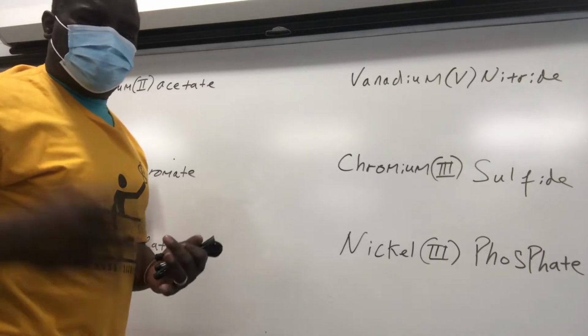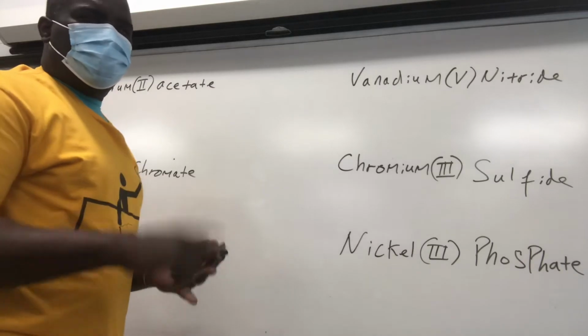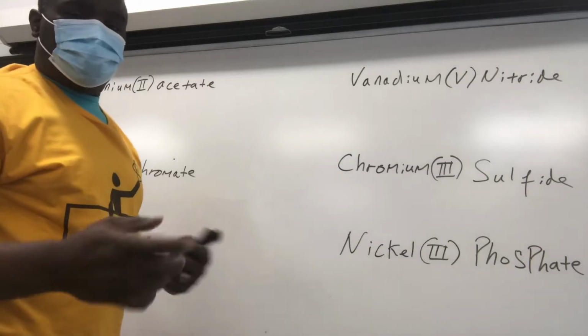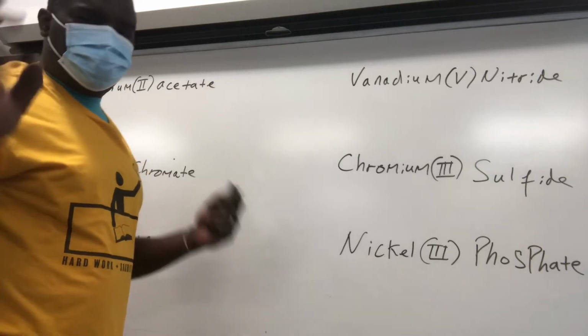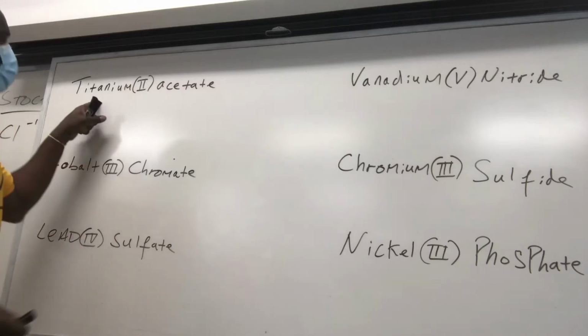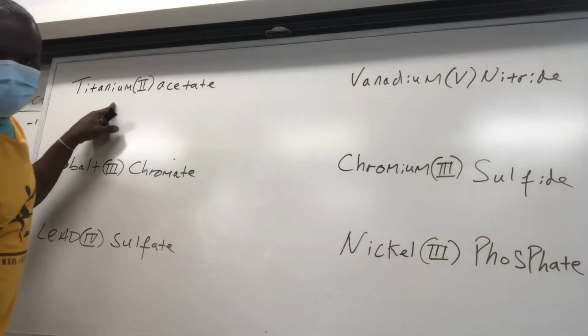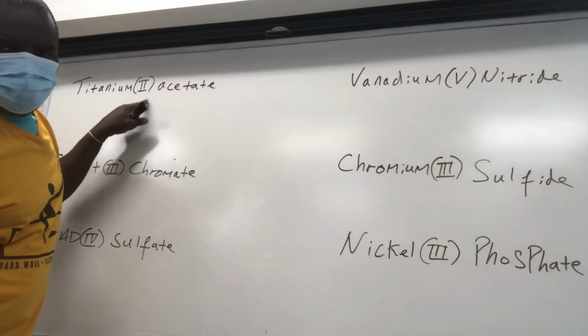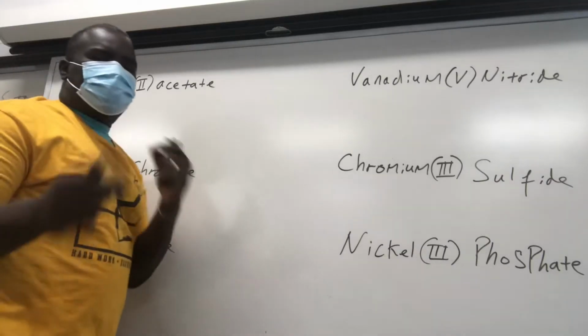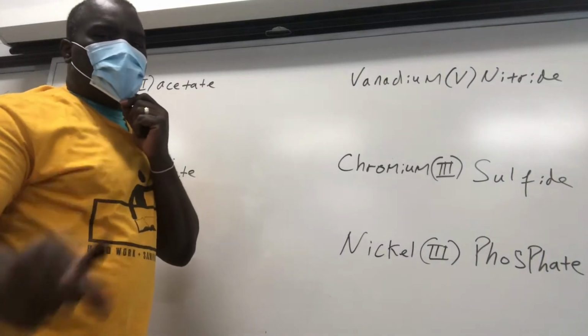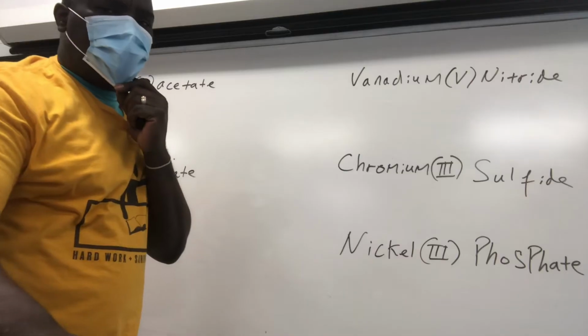Because table E tells you the names of the polyatomic ions. You know how to use the periodic table in relation to modifying your names for your negative ions, you're good to go. All right, so you're given titanium, Roman numeral 2, acetate. And I always tell my students, anything ending in ate or ite, jump straight to table E, it's gonna be there.